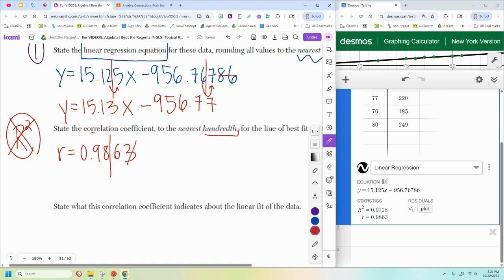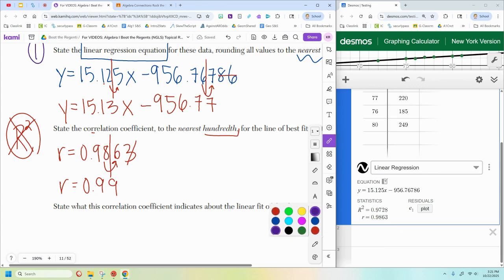Ignore the 3. There's a 6. Oh, it's not going to stay at 98. It's going to go up to 99. R equals 0.99. If you can do that, you can get 3 out of 4 points.